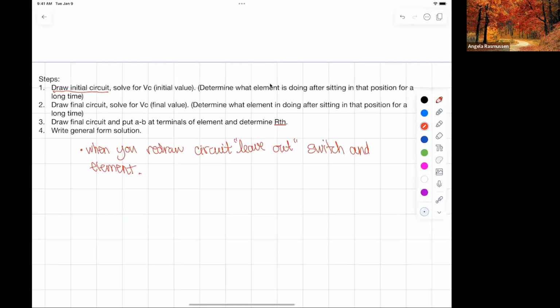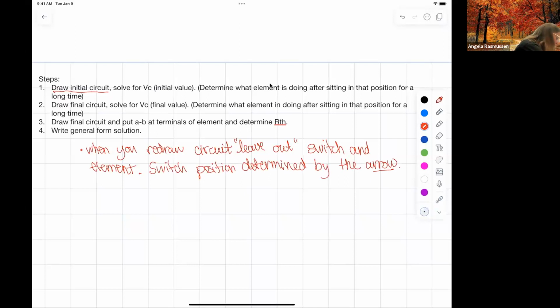So switch position is going to be determined by the arrow. There'll be some arrow in there that will indicate, or it will say in words, when the switch will be open or closed at t equals 0. You're going to use that to determine what you do with the switch.